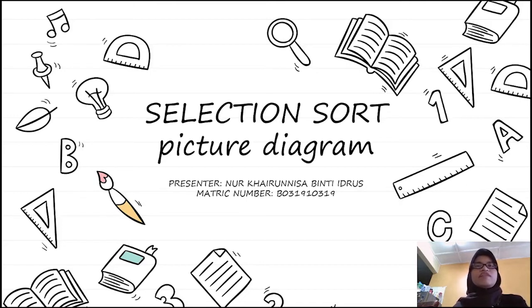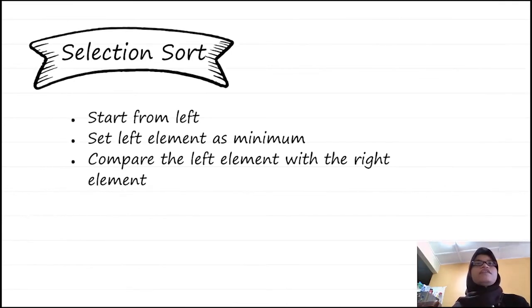B0319100319. Today I will be presenting the picture diagram for the selection sort. First, we need to know that selection sort always starts from the left. It will always set the left element as the minimum number, and then we will compare the left element with the right elements. If a right element is smaller than the left element, swapping will happen.